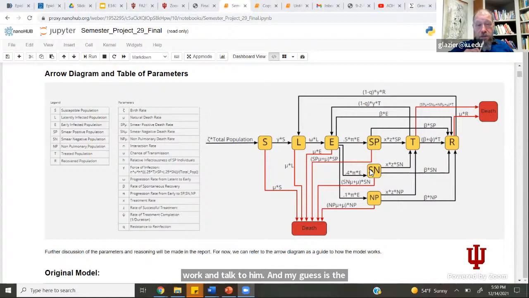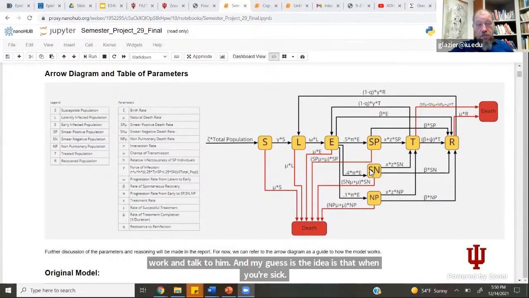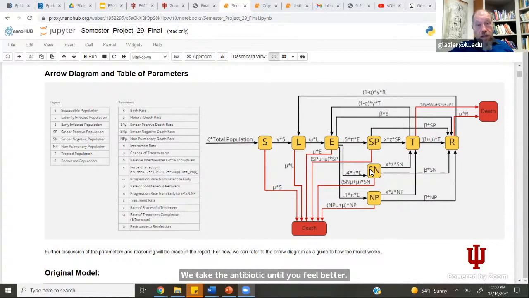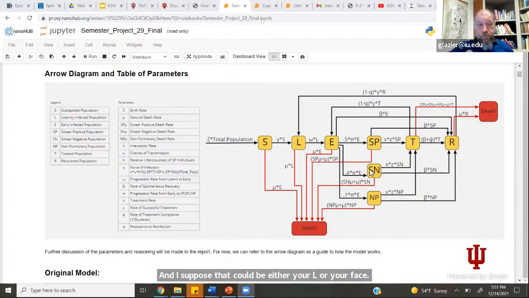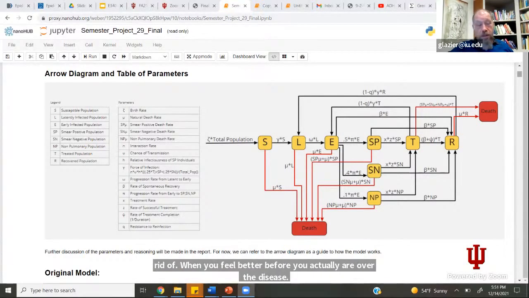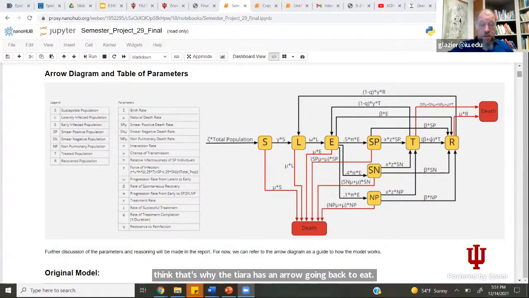But my guess is the idea is that when you're sick, if you start taking the antibiotic, you take it until you feel better. The SP, SN and NP are people who are symptomatic. You assume they take the antibiotic and keep taking it until they feel better, when they're asymptomatic, and I suppose that could be either your L or your E phase. Some people might stop taking the antibiotic while they still feel crappy, but in general people take it until they feel better. The problem is that it takes a long time to get rid of the disease, but you feel better before you're actually over it. So I think that's why the T arrow has an arrow going back to E. Right. That's a good question.